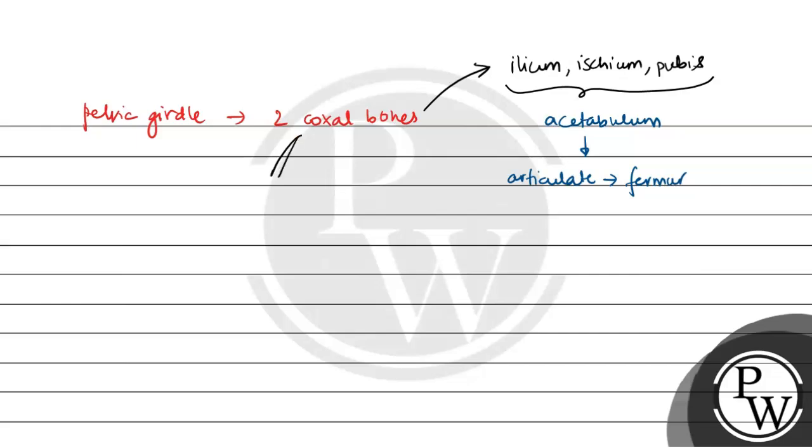पेल्विक गर्डल के जो 2 हाफ होते हैं, दे मीट वेंट्रली and they are attached by a fibrous cartilage which is called the pubic symphysis.